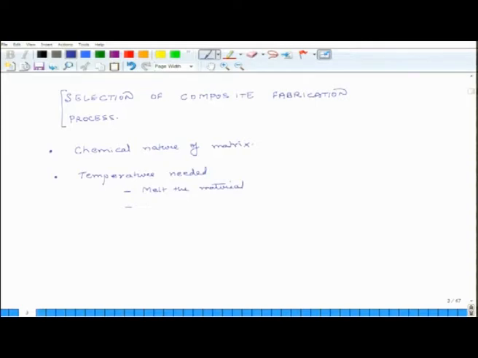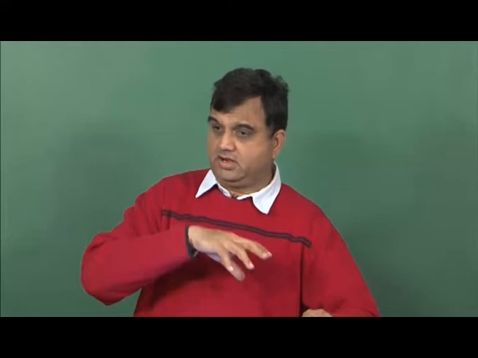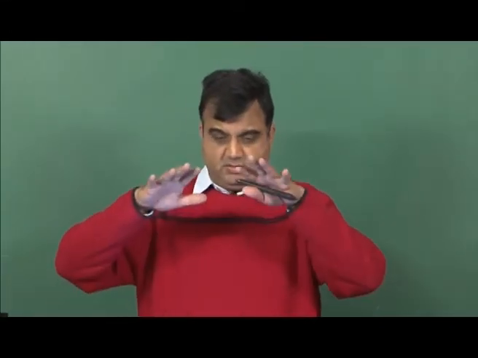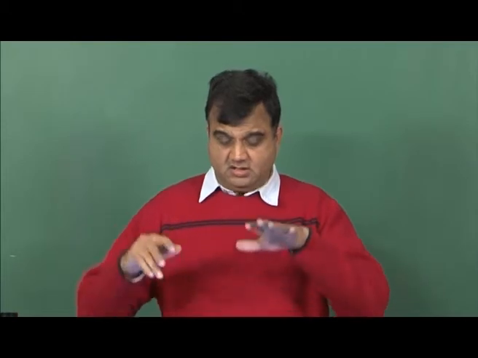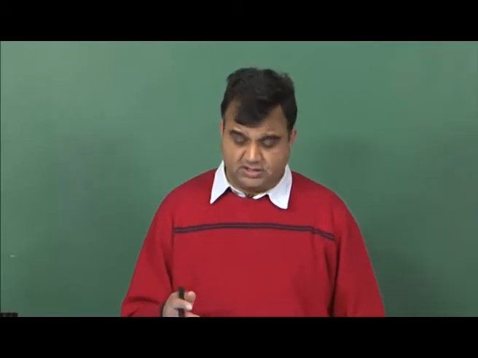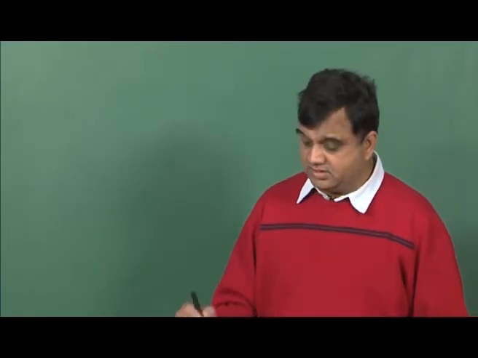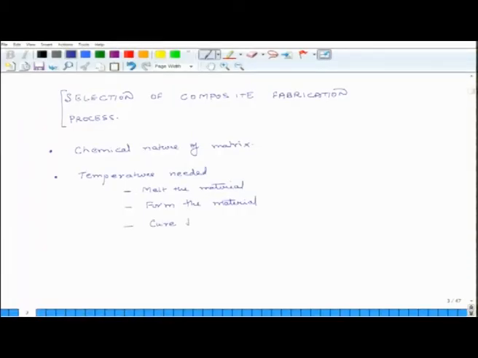In other cases, it is to form the material. It could be that you already have a sheet of plastic which is already impregnated with continuous fibers, and all you want to do is somehow make it soft if it is a thermoplastic and give it a shape. So, here it is the temperature at which it becomes soft enough so that you can form the material into the desired shape. The third temperature that could be relevant in your case is to cure the material. So, this is the third parameter.